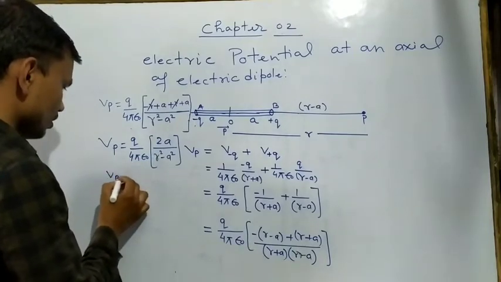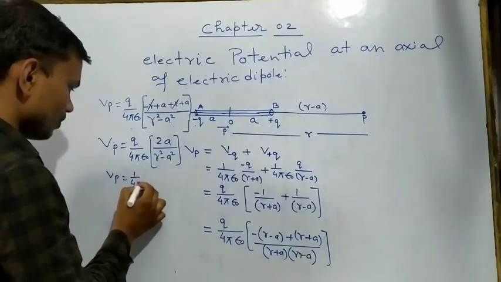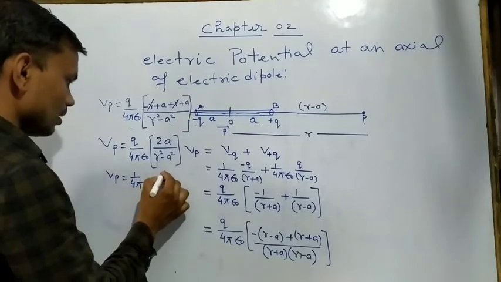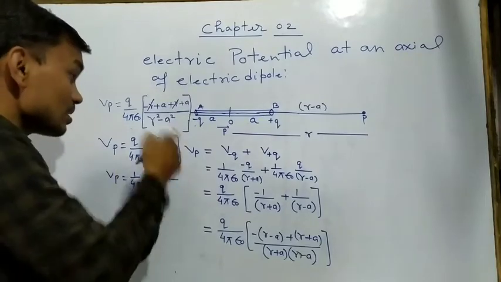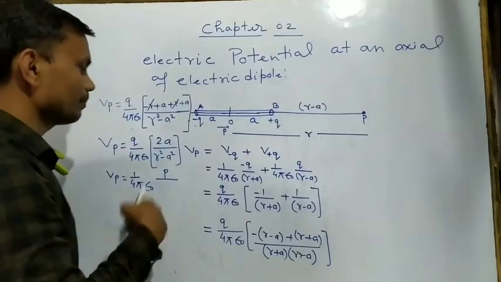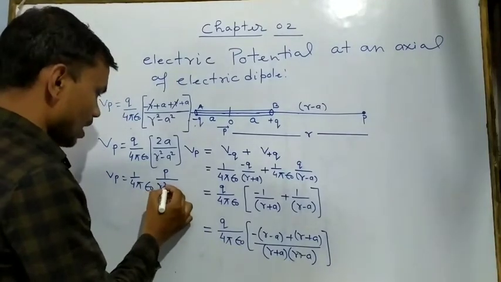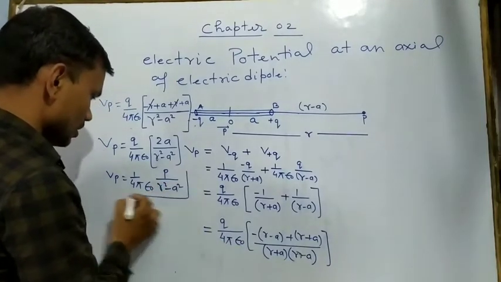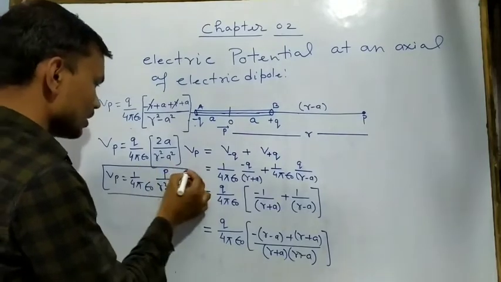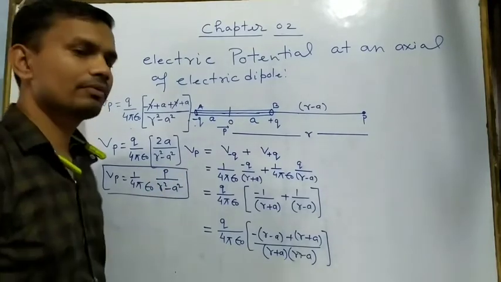So Vp, you can write 1 upon 4 pi epsilon naught, here this is the p. P is equal to q into 2a, magnitude of either charge and their separation. And here this is r square minus a square, right? Now this is the formula, one formula.